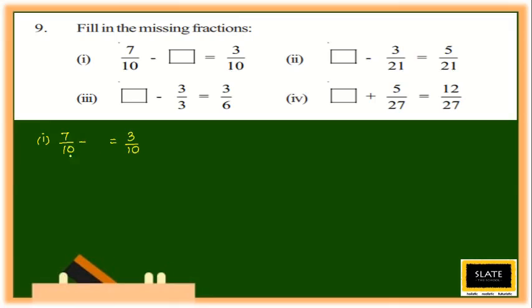Now see the denominators, common denominator. So here also denominator will be 10. So what should be subtracted from 7 to get 3? Yes, 4. How do you get it? 7 minus 3 is 4. So 7 minus 4 is 3. So 7 by 10 minus 4 by 10 equal to 3 by 10. So this is the blank. We have filled the fraction. Next, second one.